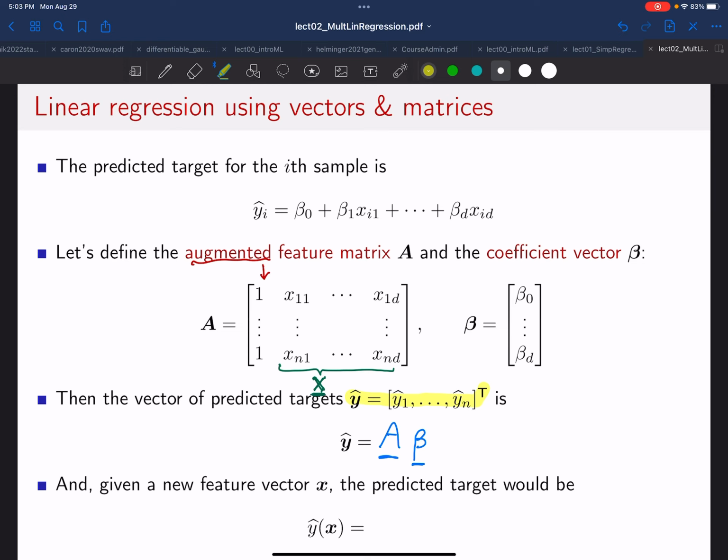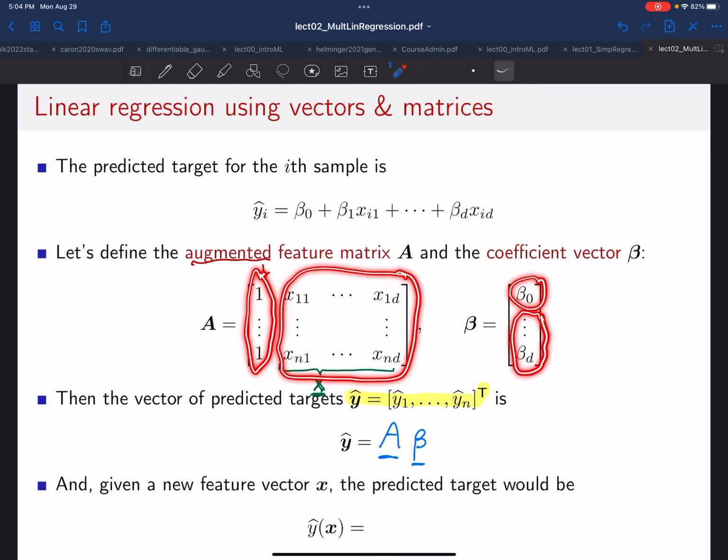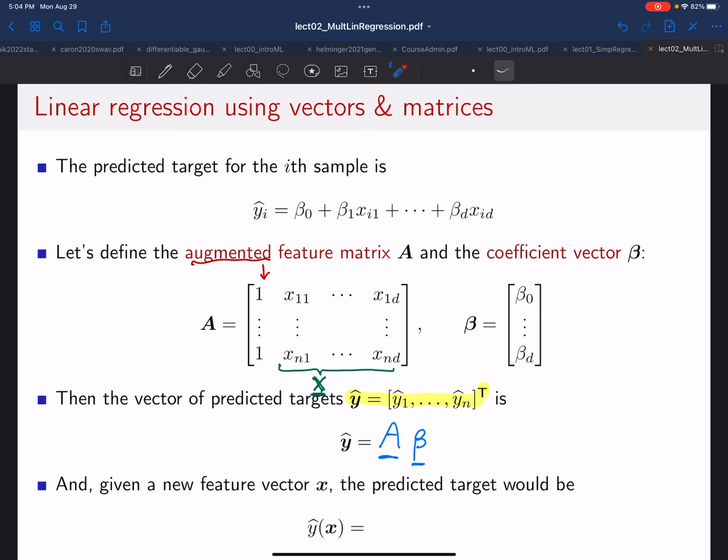And I want to write this efficiently using a matrix vector multiply. So hopefully you can see that by adding this column onto A, when I do this A times beta, I'm going to get beta 0 multiplying the first column, plus all the other beta coefficients multiplying all of these columns. And so that's why I'm adding this augmented column to capture the effect of beta 0 on the prediction y hat. Is that making sense?